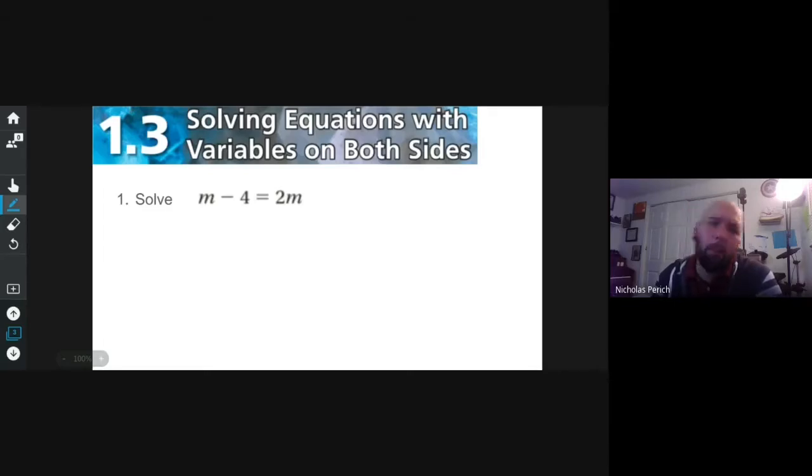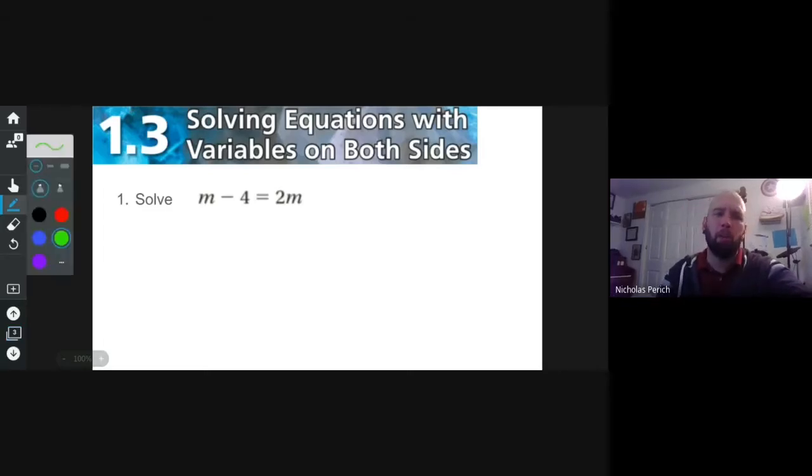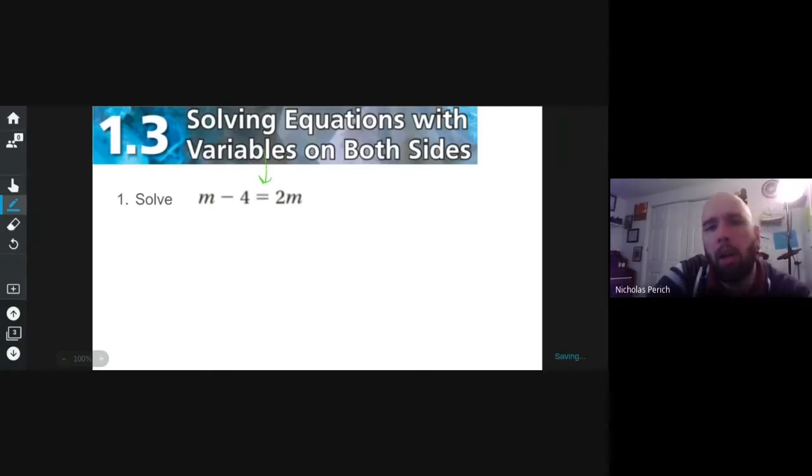So I have an M on the left. This is what I mean by both sides of the equal sign. Here's my equal sign. I'm pointing at it. I have an M on the left side of it, and I have an M on the right side of it. I'm not just going to combine them. I'm not just going to be like M and 2M is 3M's. No, they're on different sides.